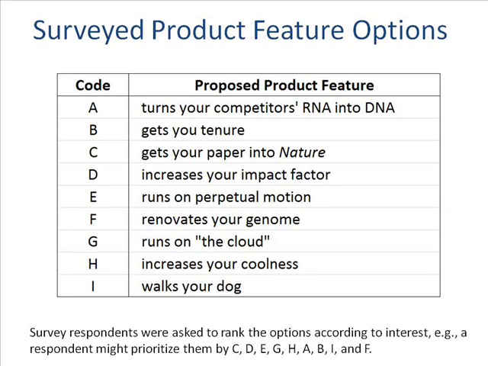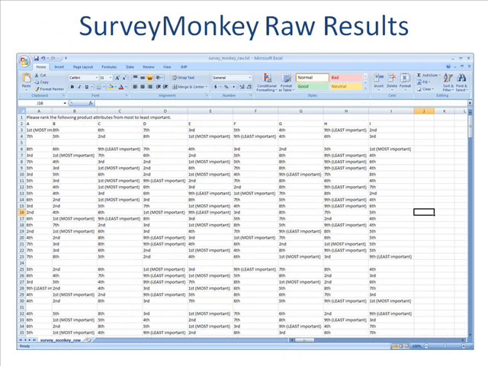Here is a list of product features and their corresponding codes. As you can see, these features are not the real ones used in the original survey whose data we are using. Survey takers were asked to rank the features in order of personal priority. For example, a respondent may value C most, then D, E, G, H, A, B, I, and finally F. This is what survey designers call a ranking question. Ranking questions may be taxing on survey takers since they require the respondent to keep track of multiple items in order to rank them, a fact we will consider later.